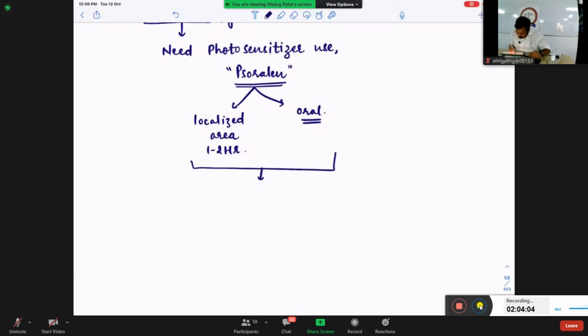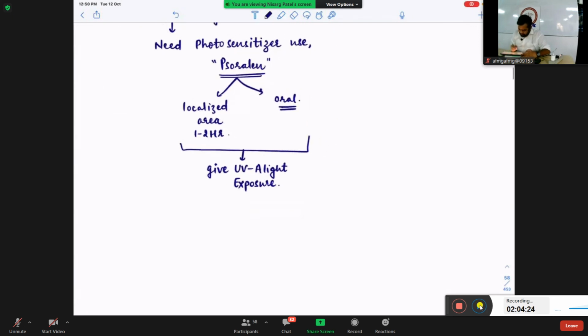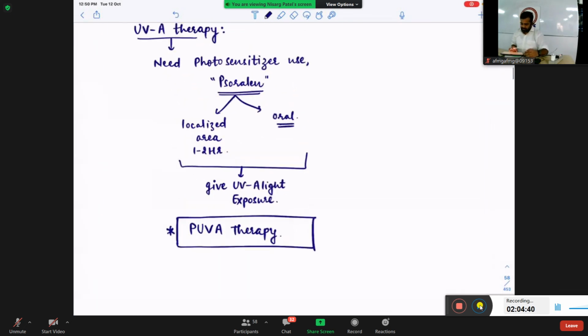And then we can give ultraviolet A light exposure, UVA light exposure. And that is why this treatment is known as PUVA therapy, in which P stands for Psoralen, which is a photosensitizer.